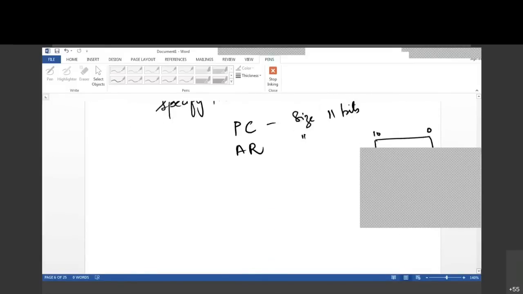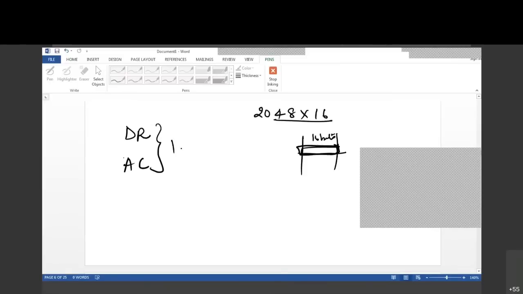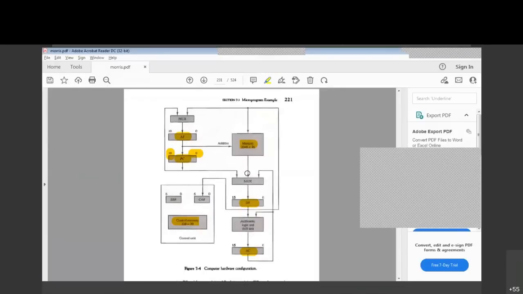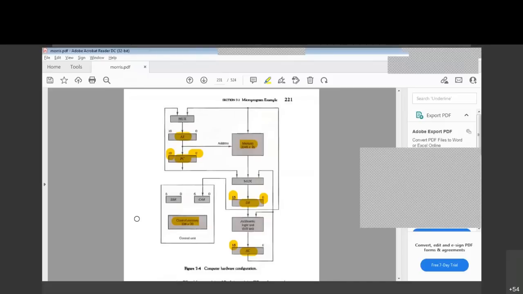Now, what does your DR and AC store? Data, right? Operands, data. What was the size of the memory again? 2048 cross 16. So what did I tell you? Each word is of how many bits? 16 bits. And hence the size of DR and AC would be 16 bits. Look at the figure over here. 0 to 15. Hence DR is of 16 bits. AC is of 16 bits. Okay, so first I am showing you the sizes, then we will see the flow of how and from where the data reaches which register.